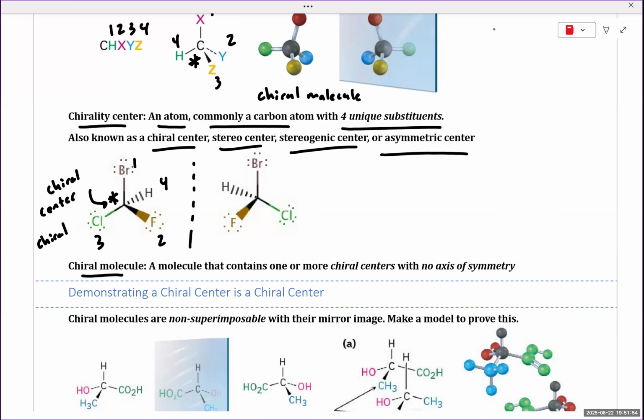A chiral molecule is a molecule that contains one or more chiral centers with no axis of symmetry. And we'll talk more about axes of symmetry and planes of symmetry momentarily. Generally, if you see a carbon with 4 unique substituents, that's going to be a chiral center. And barring some exceptions, molecules containing chiral centers will be chiral molecules, with some exceptions we'll talk about.